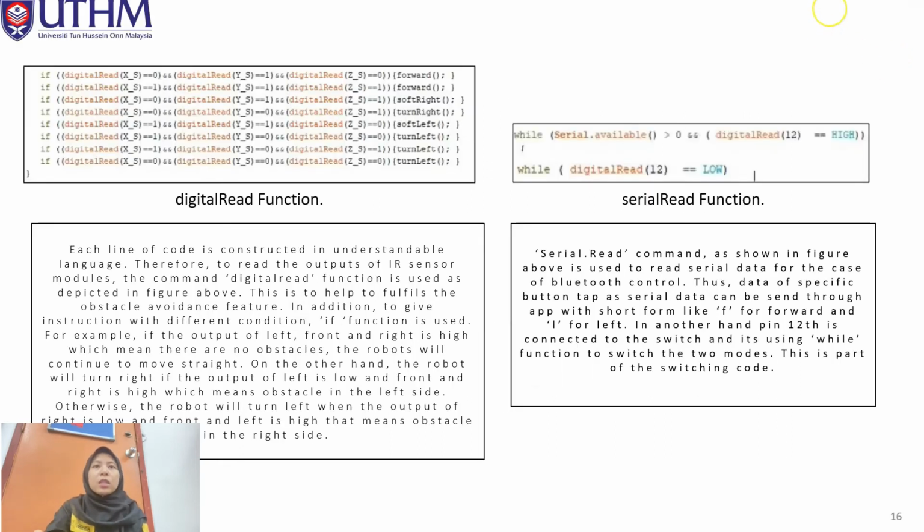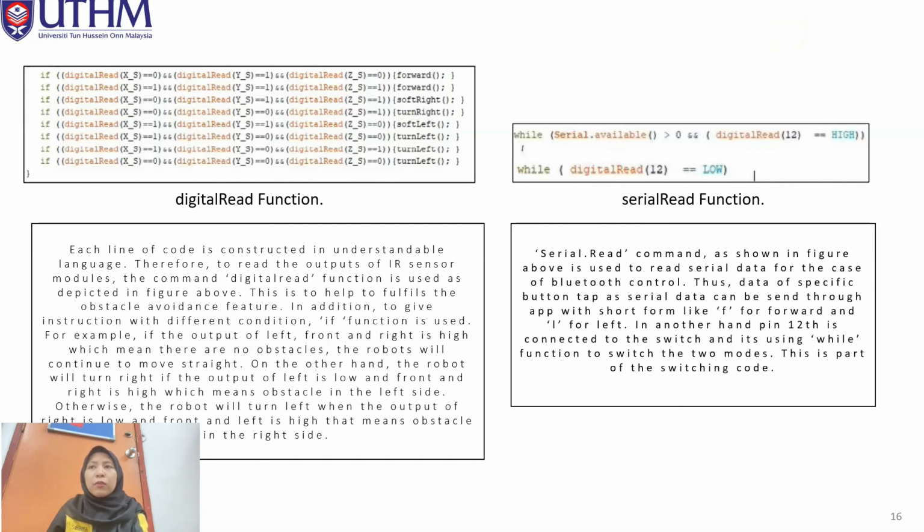So next, this is the digital read function. Each line of code is constructed in understandable language. Therefore, to read the outputs of the IR sensor module, the common digitalRead function is used as depicted in the picture above. This helps to fulfill the obstacle avoidance feature. In addition, the if function is used to give instructions for different conditions. For example, if the output of left, front, and right is high, which means there are no obstacles, the robot will continue to move straight. On the other hand, the robot will turn right if the output of left is low and front and right are high, which means there is an obstacle on the left side.